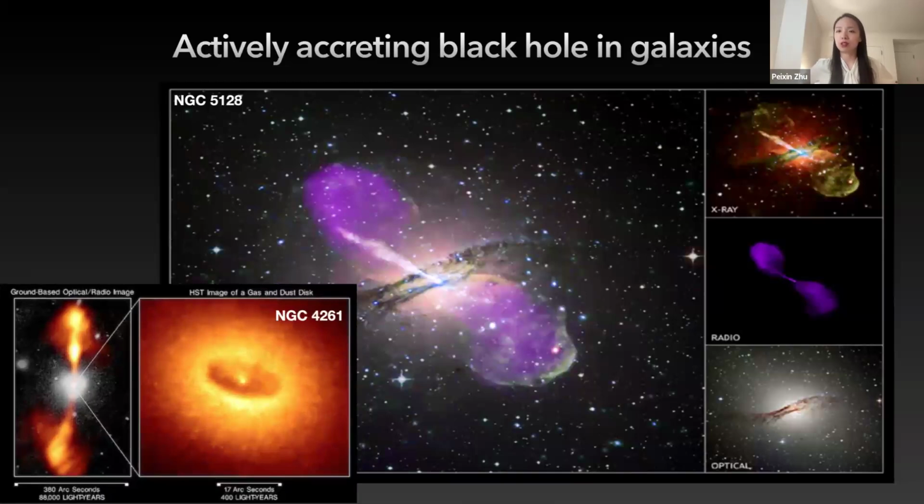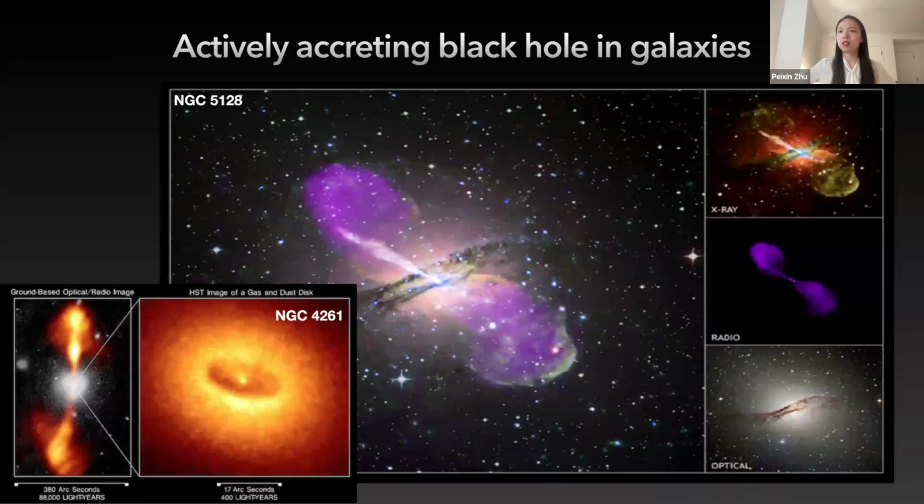Another example is shown in this image, for NGC 4261. Both of these galaxies are relatively nearby, and the common thing is that they all have a radial bright structure, a kind of jet structure starting from the galaxy center and extending toward the outer part, and the extended structures in the outer region are quite obvious. And these are the most common knowledge for the actively accreting black hole structure.